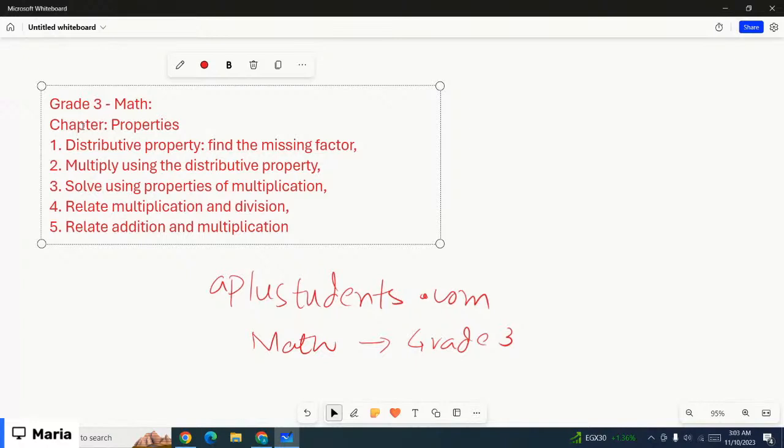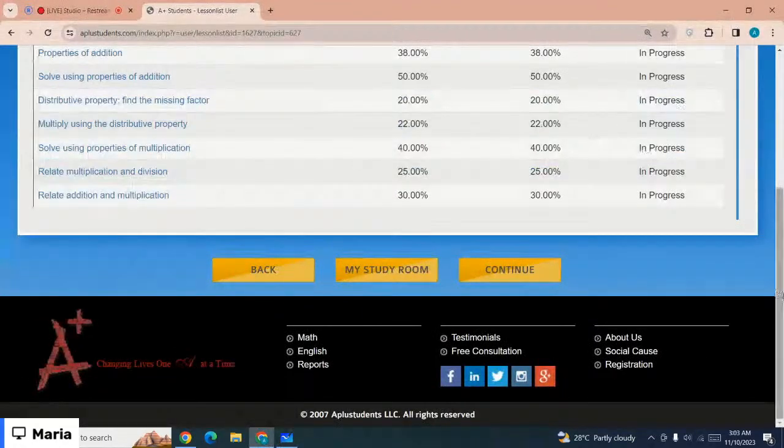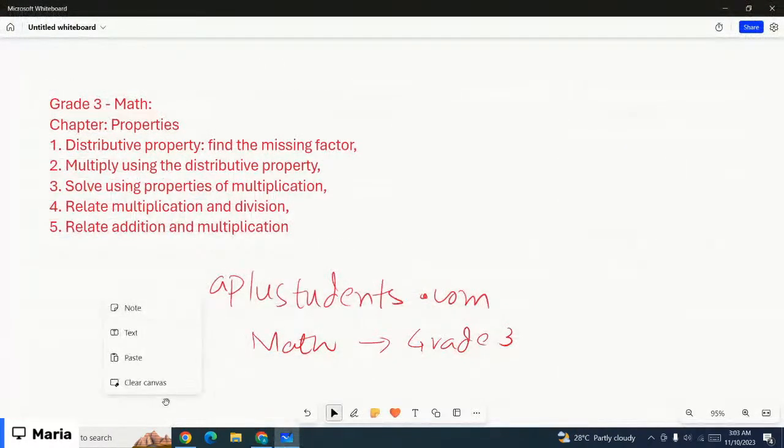We have already started the chapter properties, and we already learned what the distributive property is. Let's just discuss it again. The distributive property involves two mathematical operations: addition and multiplication, or subtraction and multiplication.